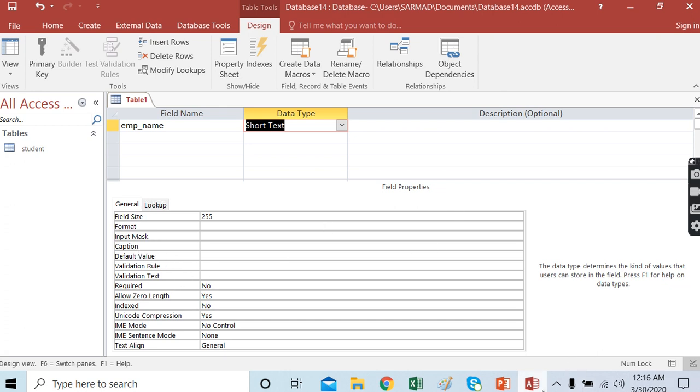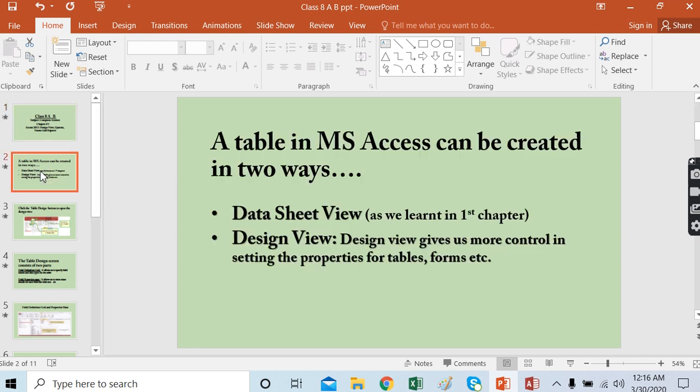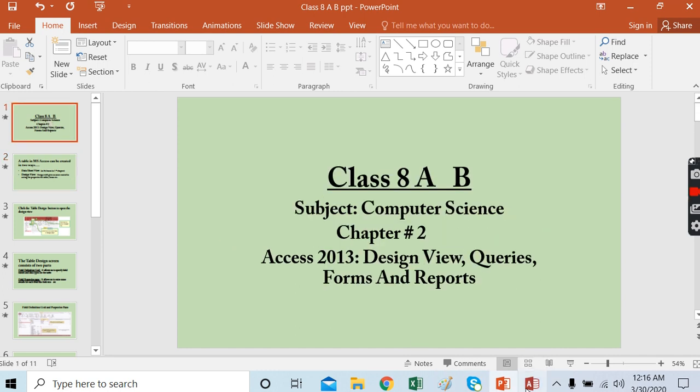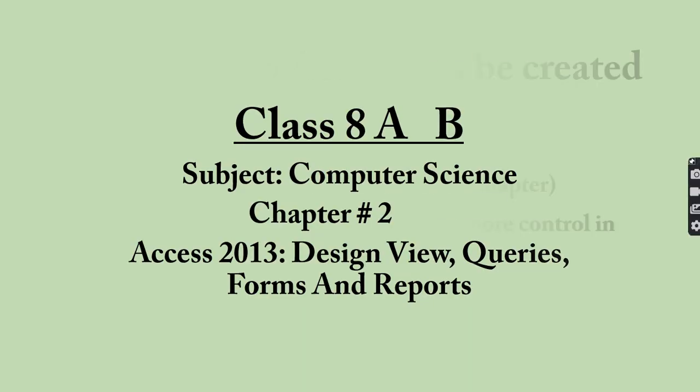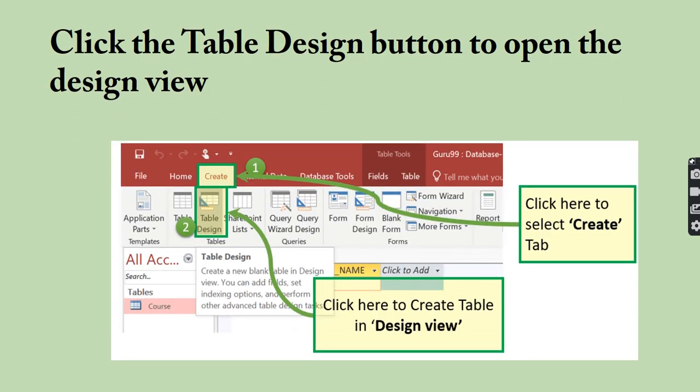Now we shall go to the text part of your lecture. Here, chapter 2, tables, queries, forms, etc. If we have a close look at this: a table in MS Access can be created in two ways, datasheet view and design view. Design view gives you more control in setting the properties for tables and forms. As we have seen in the visual demonstration, create table has its own tab and option.